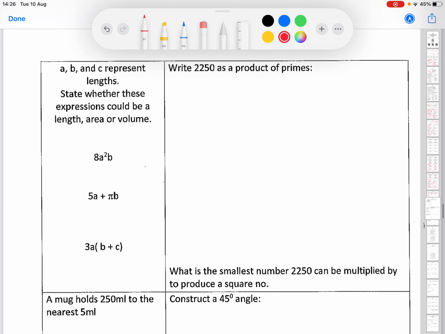Okay, I'm going to go through task 14 and 15. This is a summary of some of the stuff we have already covered. I can't remember how many skill sets we've done. I think we've done 4 or 5. So we've got A, B and C represent length. State whether these lengths could be a length, area or volume.